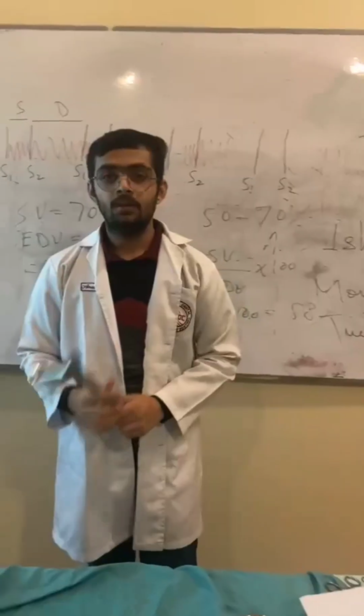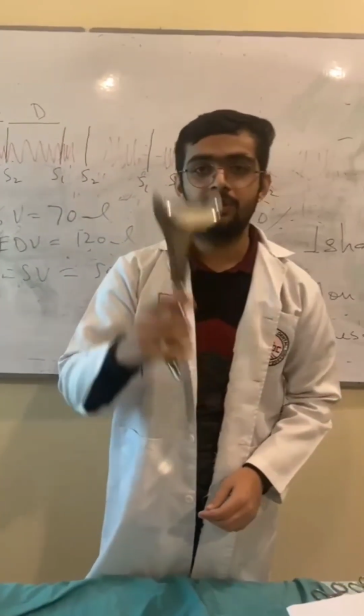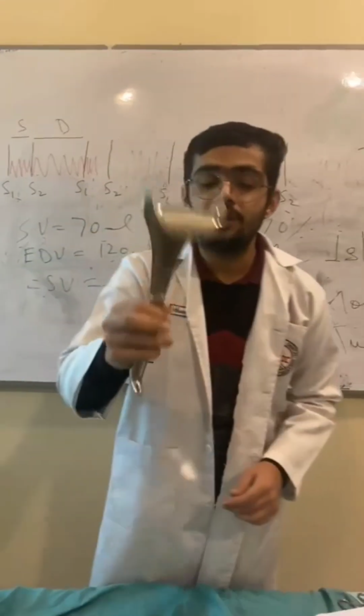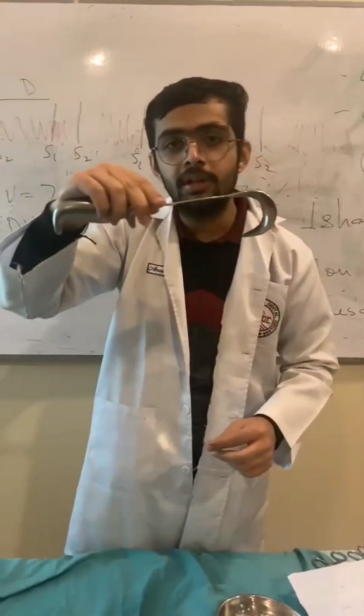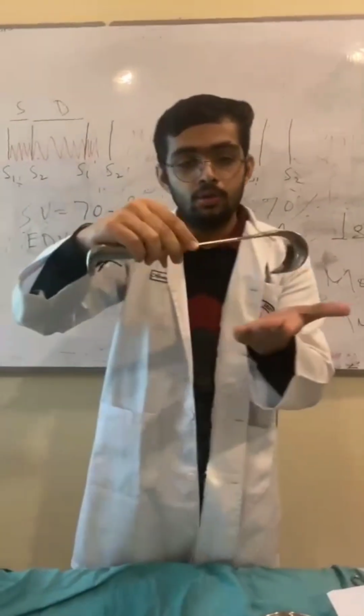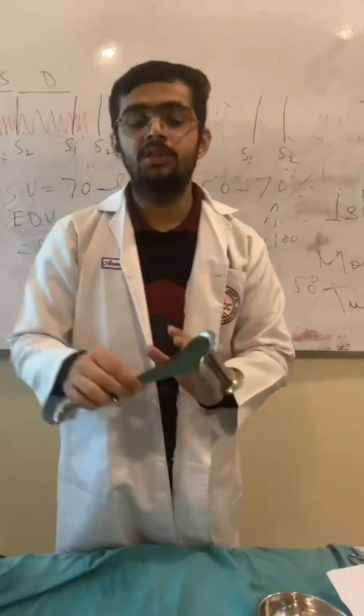The last instrument we mostly use for a C-section is a Doyne's retractor. This is mostly used to retract the bladder. You use it to retract the bladder during the hysterectomy or the C-section.